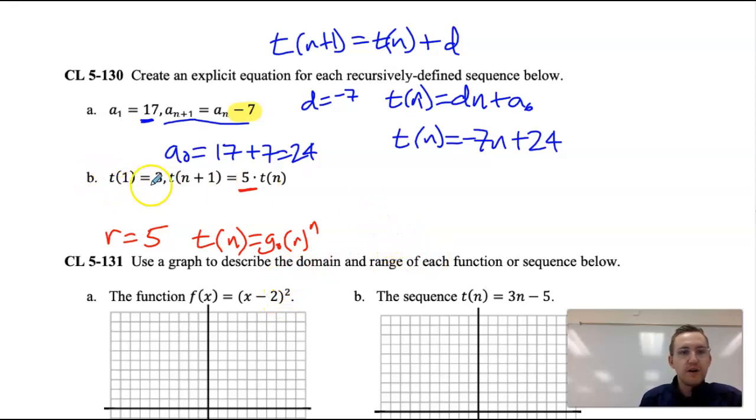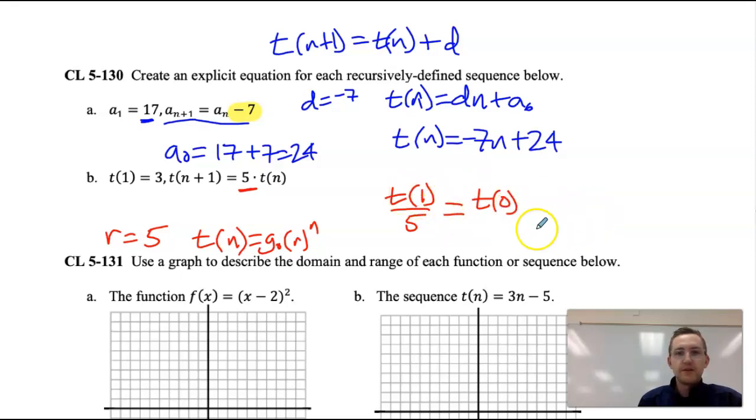So we know t of 1 is 3. If our rate is 5, every time we add a new term, we're multiplying by 5 to the n power. So we have to figure out what that first term is. So we're basically going backwards. Whatever we multiplied by 5 from our t of 0, we got to 3. So basically we have to do the opposite. So we take t of 1, and we divide that by 5 to get t of 0.